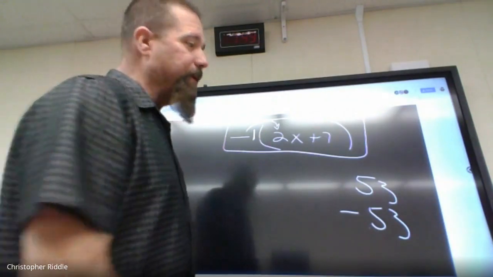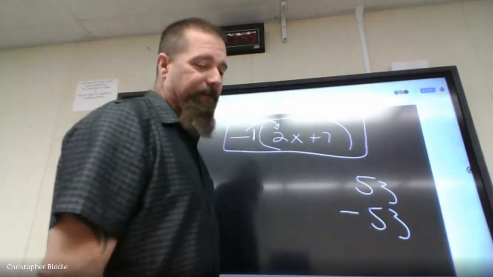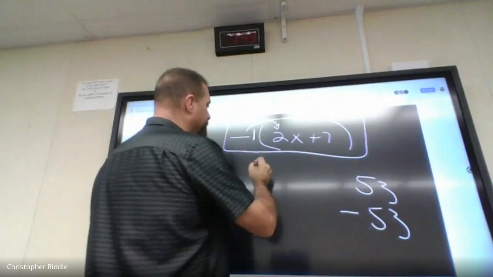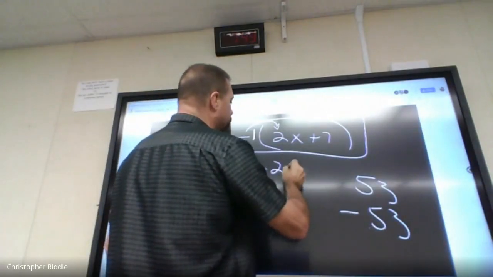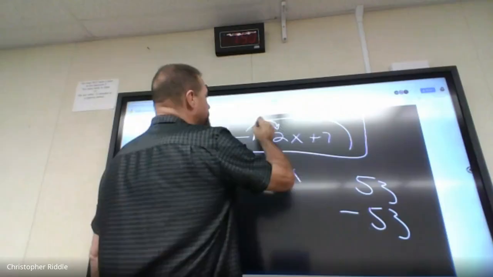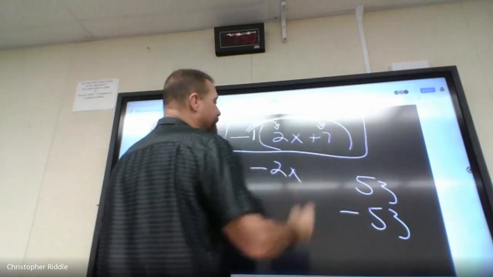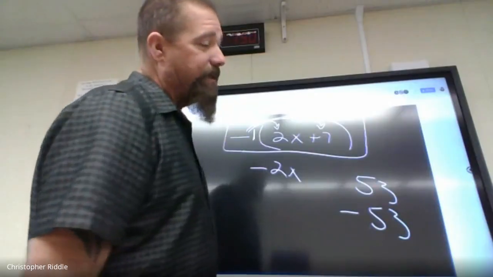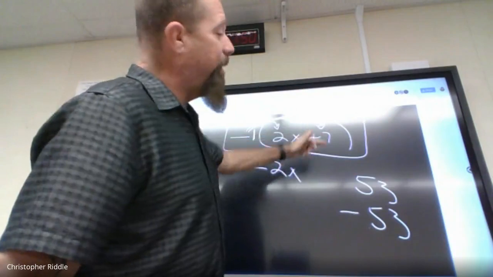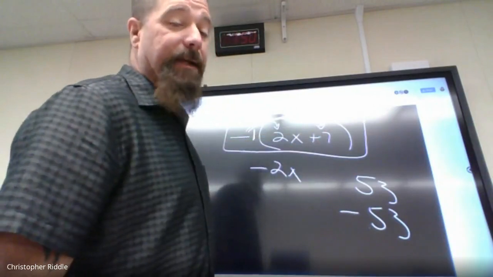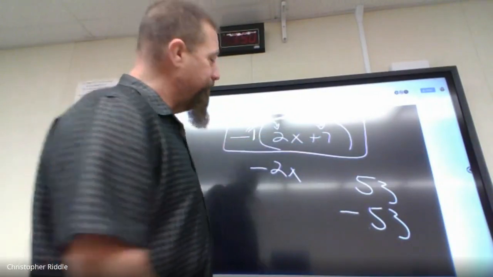Since the signs are different, is it positive or negative? Negative. Right. So we have negative 2x, and then we're going to multiply the negative 1 times 7. What's 1 times 7? 7. Positive 7. Those signs are different. Remember, we have a negative times a positive. If the signs are different, our answer is negative, remember? Yeah. So we have negative 7.